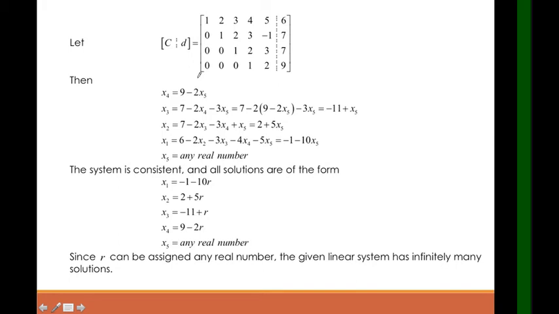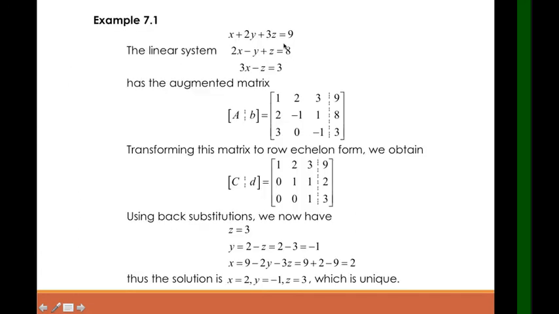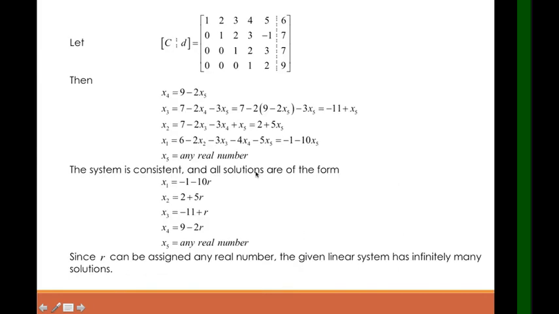So, for this example, it has infinite solutions. Yung kanina, meron siyang finite solution. That's why it has a unique solution. Dito, wala. Kasi it has many solutions. You can have as many solutions as you want, because x sub 5 can be any real number.